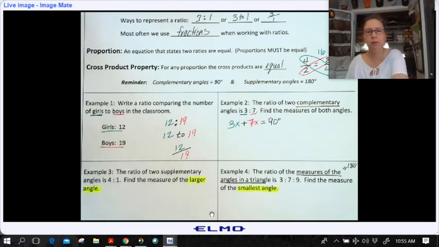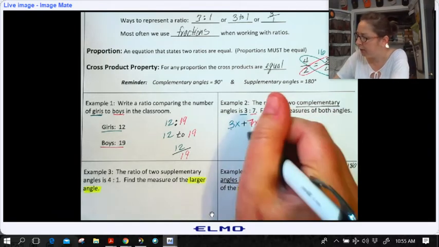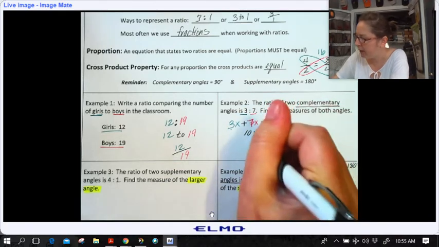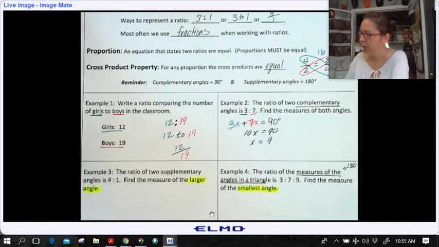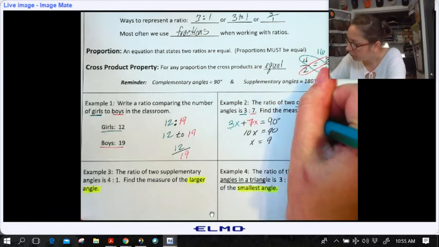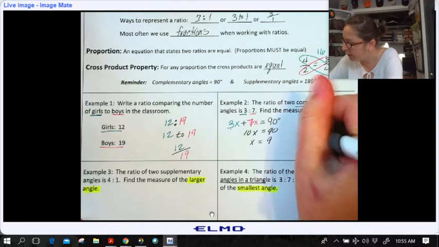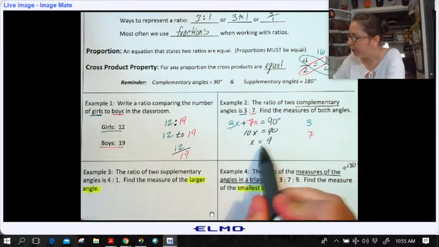So now we're ready to solve and find out what the angle measures are. So 3x plus 7x is 10x. Divide by 10, x equals 9. Okay, so now how do we find the measures of both of the angles? Well, we've got our ratio is 3 to 7. Okay, replace the x with 9.